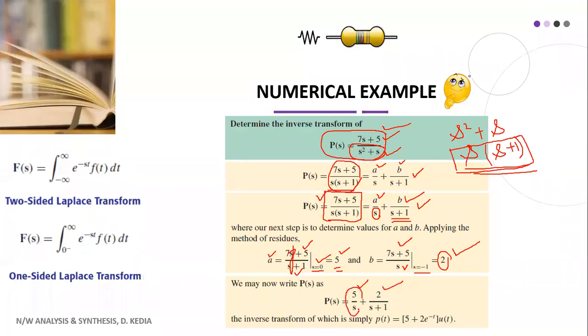Now what is 5 by s? This is nothing but 5 u(t). What is 2 upon (s + 1)? 2 is a constant, and (s + 1) is nothing but frequency shifting, which means e raised to power minus t. And 1 by s is your u(t). So this gives you 2 e raised to power minus t into u(t), and this was 5 u(t). So this is what you get as the answer: (5 + 2 e raised to power minus t) with u(t) common outside.